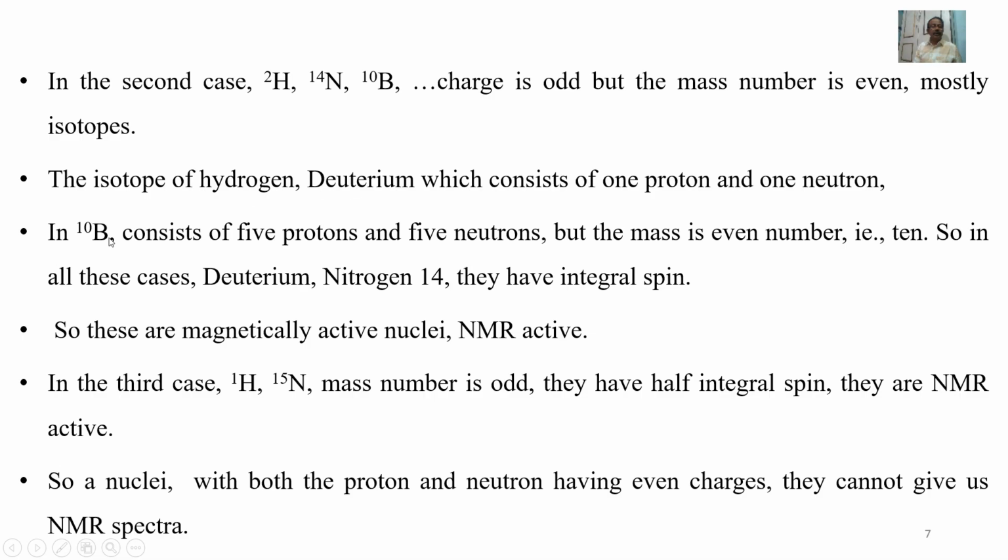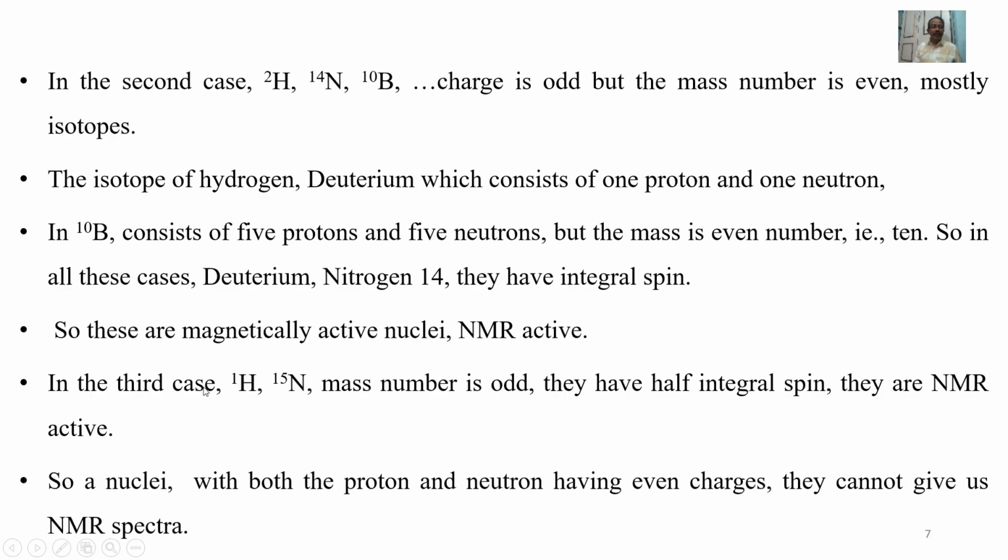In boron 10, which consists of 5 protons and 5 neutrons, the mass number is an even number, that is 10. So in all these cases, deuterium, nitrogen 14, and boron 10, they have integral spin. So these are magnetically active nuclei, NMR active.